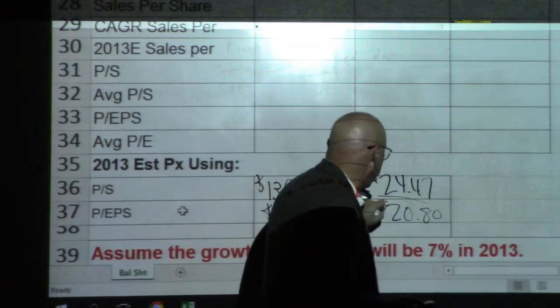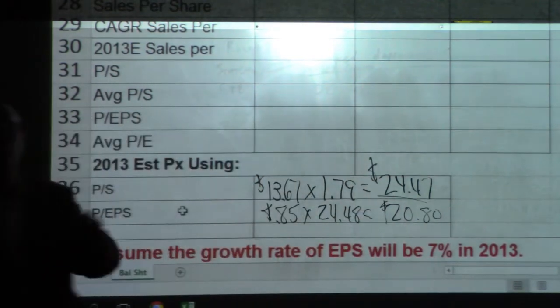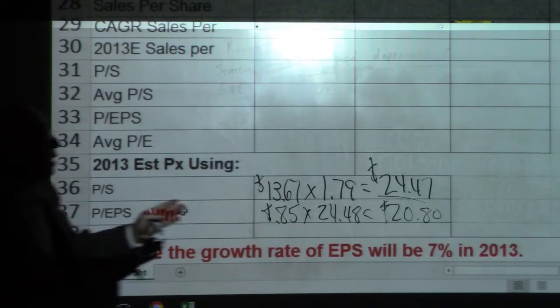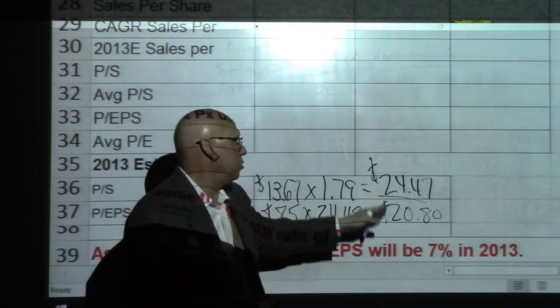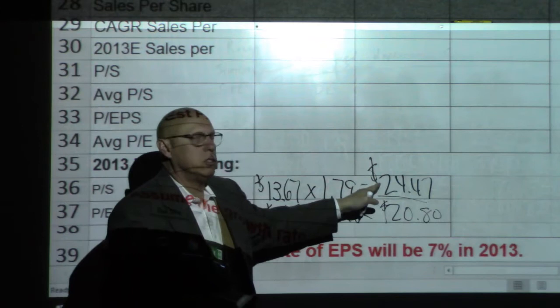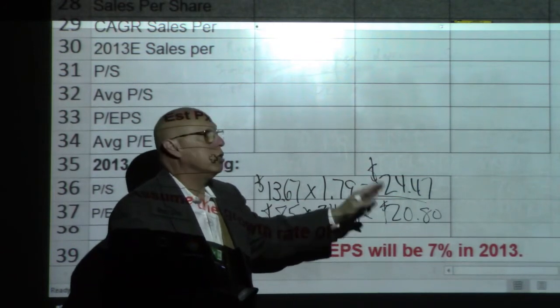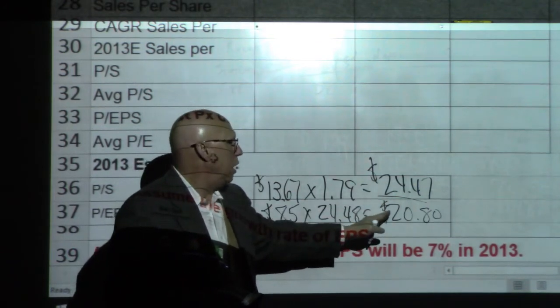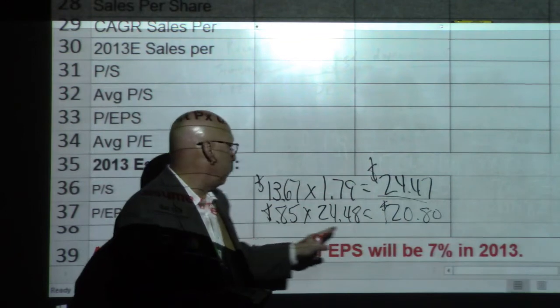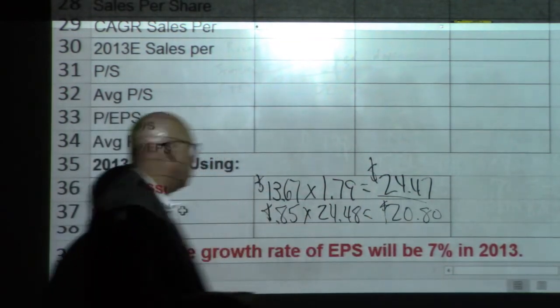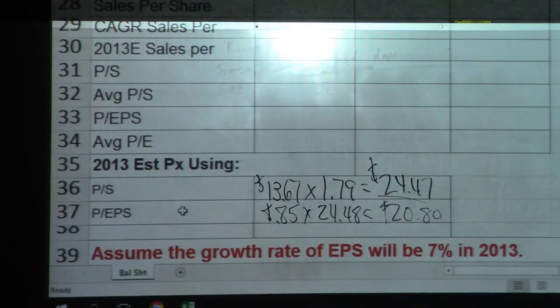So using price to sales, and sales have been growing nicely, 15% a year, so you would expect the price to be higher because sales are growing faster than earnings. Using price to sales and our estimated sales per share, we come up with a price of 24.47. Using our forecast earnings per share of 85 cents times our average multiple, we come up with a price of $20.80. Okay, so those are our two prices.